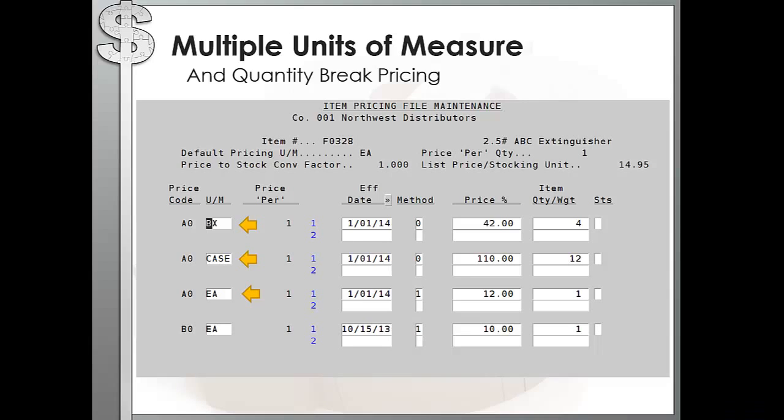We can use this screen print to help illustrate these points. In this situation, we have price code A0, and you'll notice that that exists 3 times, one with each unit of measure. We have an each, a box, and a case. And because of this, we can look up the appropriate unit of measure from order entry and apply the appropriate quantity price tiering based on these item pricing file rules.